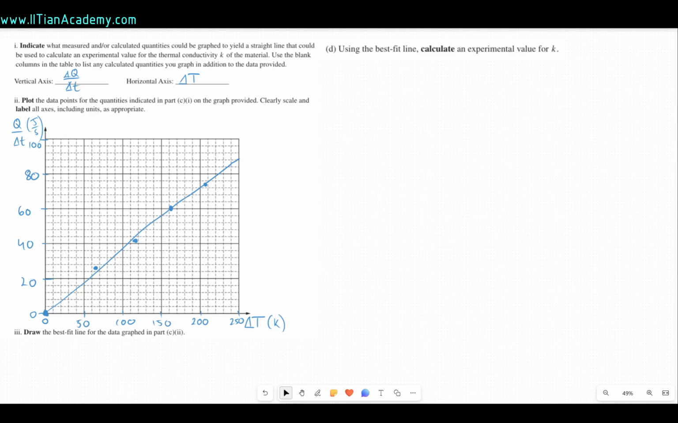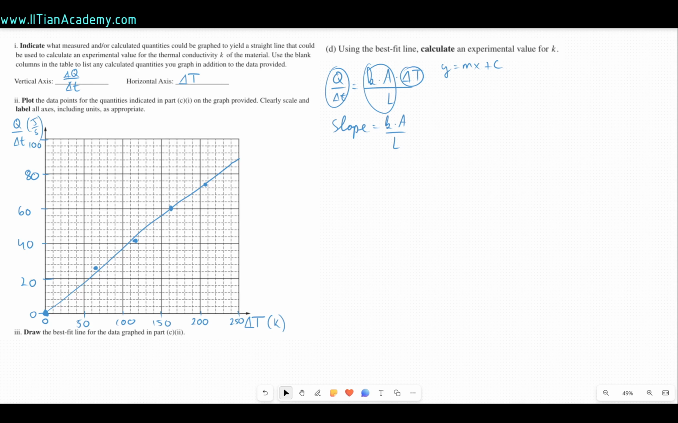So in part D, we're asked to use the best fit line to calculate the value of K. As we said previously, the rate of heat transfer will be equal to K times the area times the change in temperature divided by the length. What we see here is that we have this on the y-axis, this on the x-axis. So this over here will be the slope because it's in the form y is equal to mx plus c, where c is 0. So the slope is equal to K times A over L.